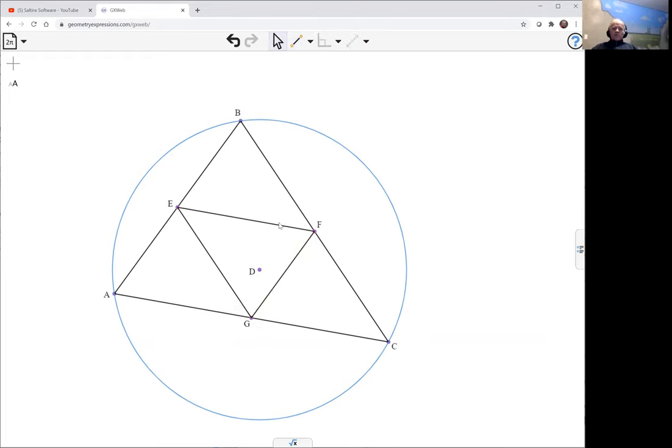Let's just change the color of these so we can keep the medial triangle separate in a world by itself. So there's our medial triangle. Now we have to show that D is the orthocenter of the medial triangle.